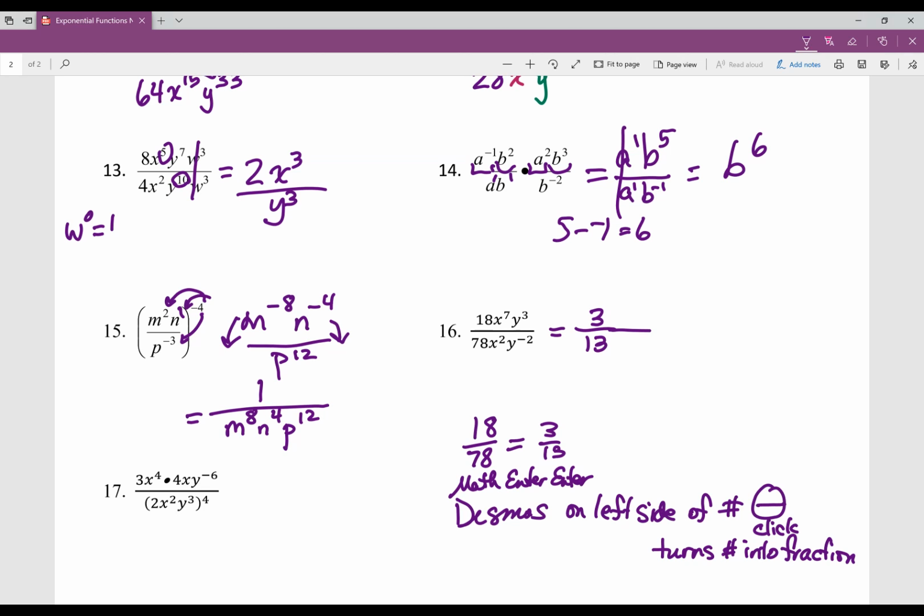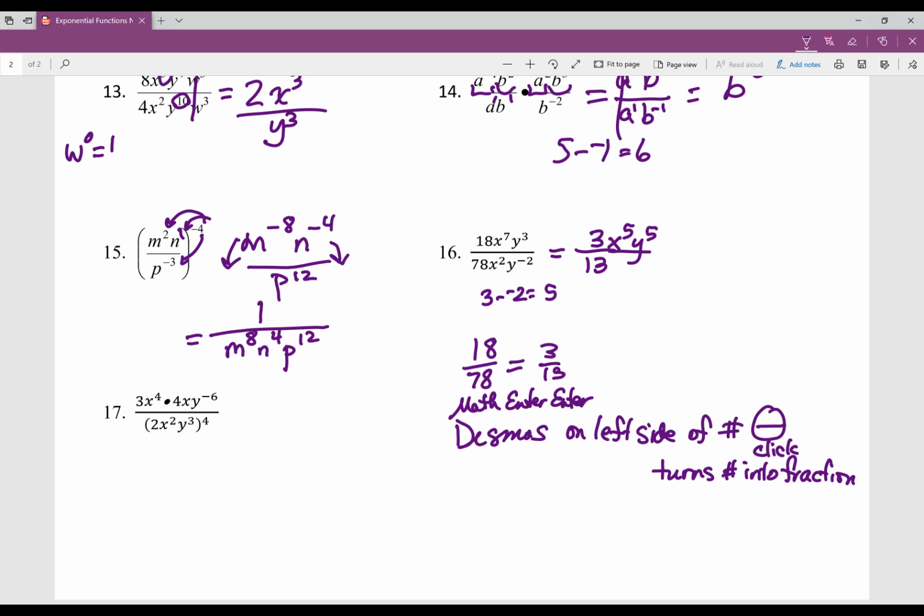And then we're going to figure out where our variables go. So there are more x's on top. So 7 minus 2 is 5. And 3 minus negative 2 is 5 again. So y to the 5th.